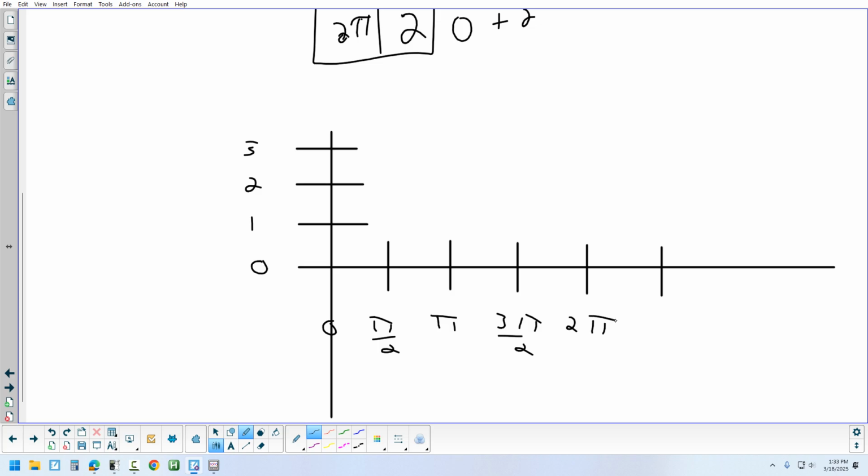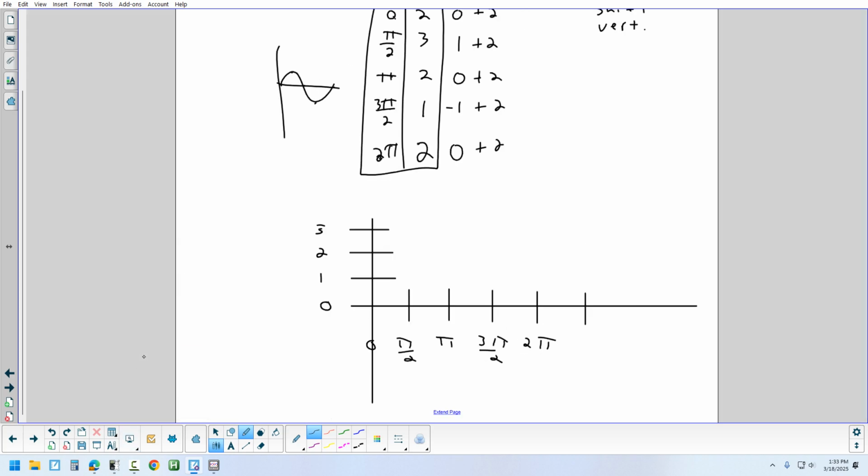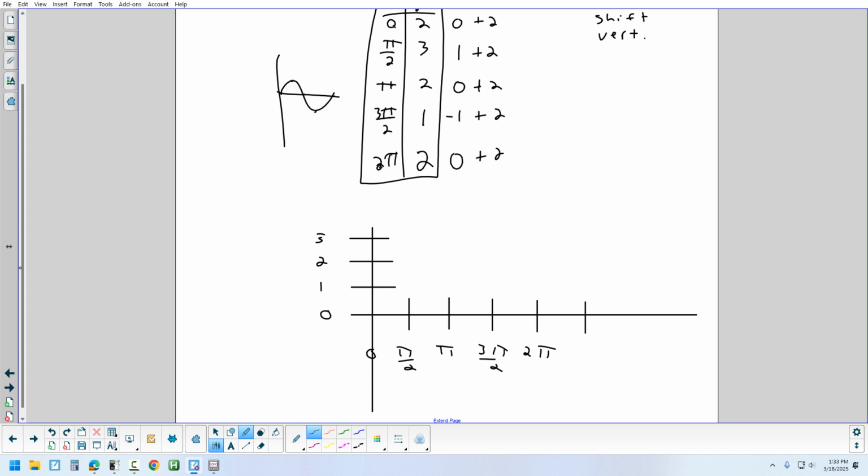Okay, so we got everything labeled. What is my first x value? 0. So that's my first one, (0, 2).